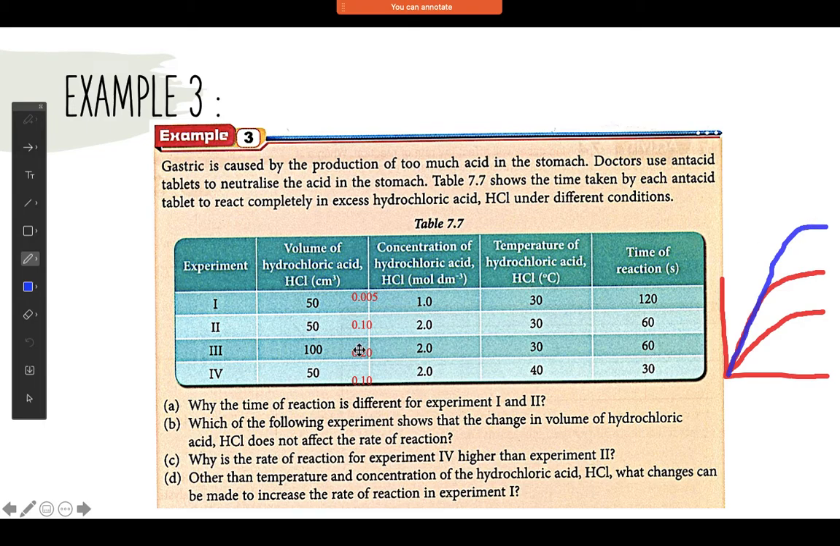banyak hasil sebab dia adalah 0.2, yang ni 0.1 sahaja. So rate of reaction for experiment 2 dengan 3 ini sama. Okay, while for experiment 4, since concentration sama, tapi lebihnya pada experiment 4 ini dia guna higher temperature. Tapi number of mole dia akan produce sama with the experiment 2.